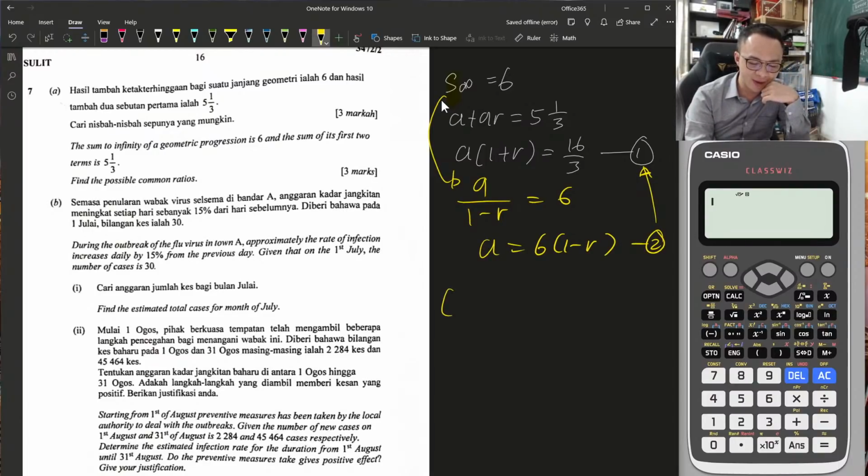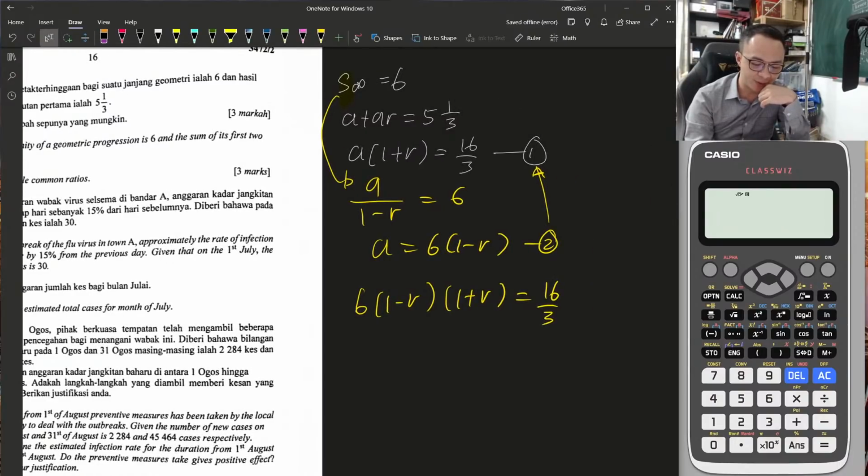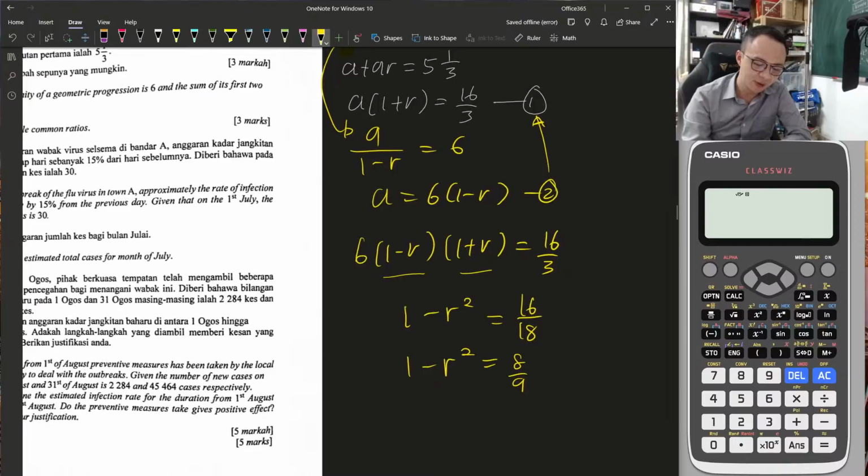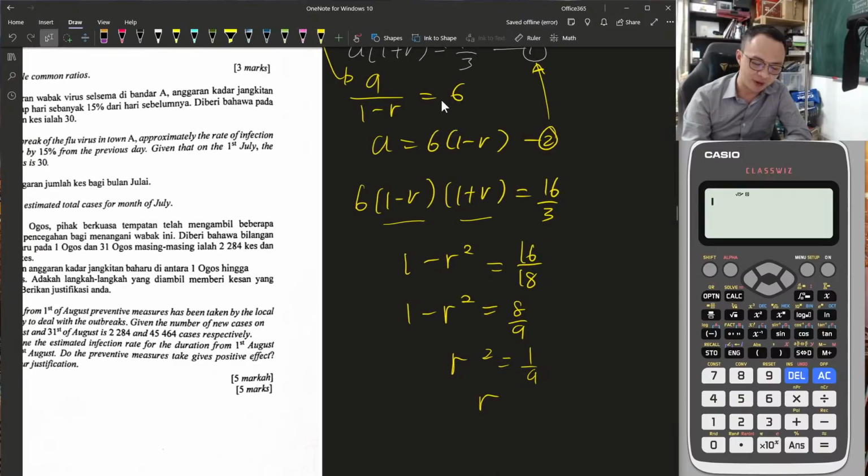Therefore 6(1 − r)(1 + r) equals 16 over 3. This one is (a + b)(a − b), so I will get a squared minus b squared. The 6 I'm going to move to the other side, becoming 16 over 18. This is 1 minus r squared. This should be 8 over 9, isn't it? So r squared will become 1 over 9, if I minus it from 1, 1 over 9. So r I will get the square root of 1 over 9, right? Positive or negative 1 over 3.